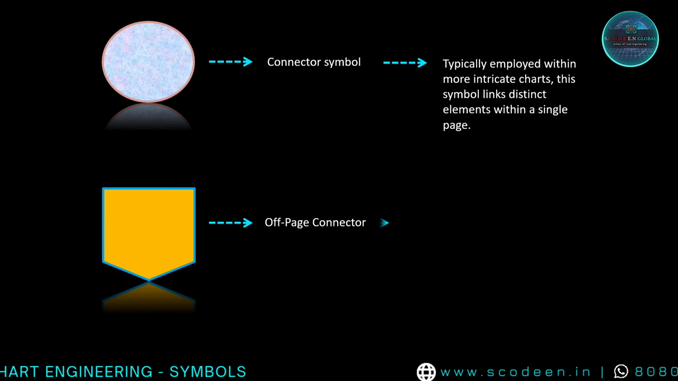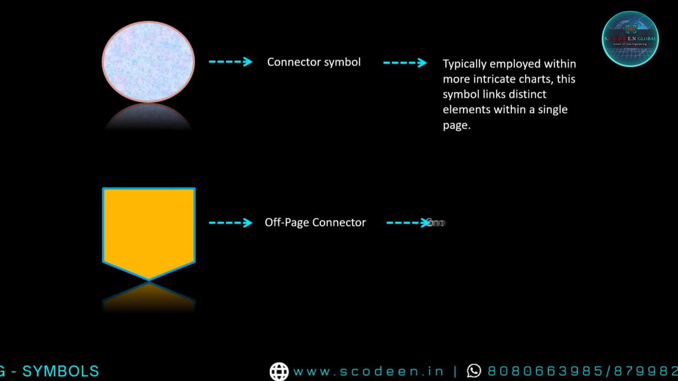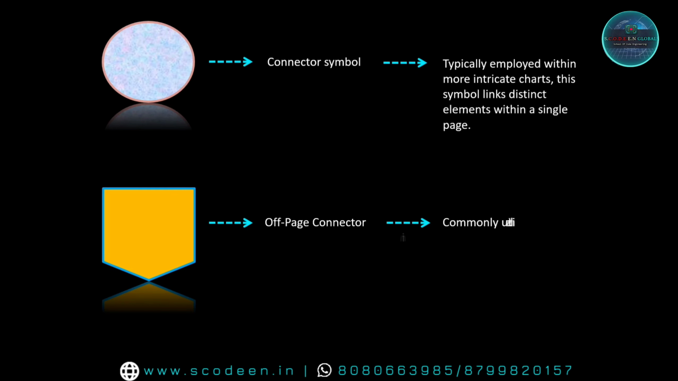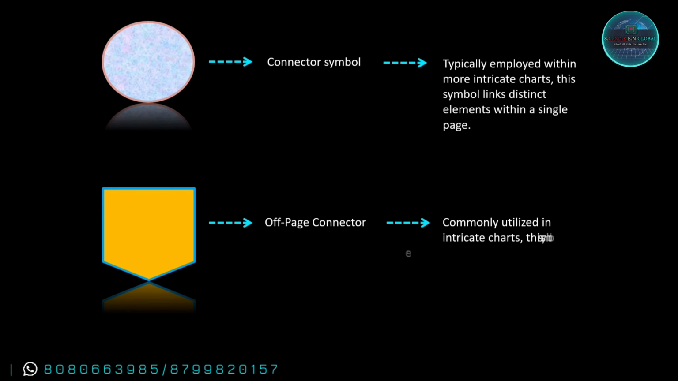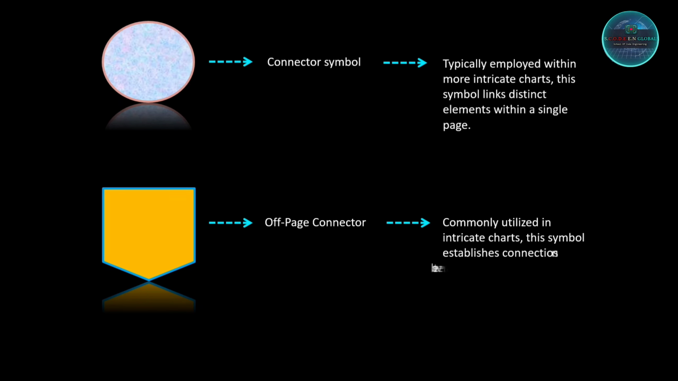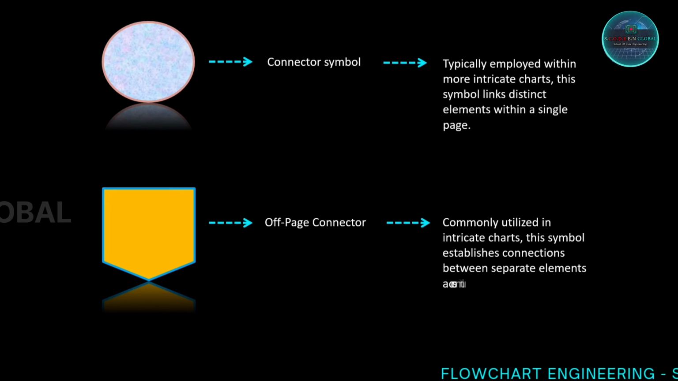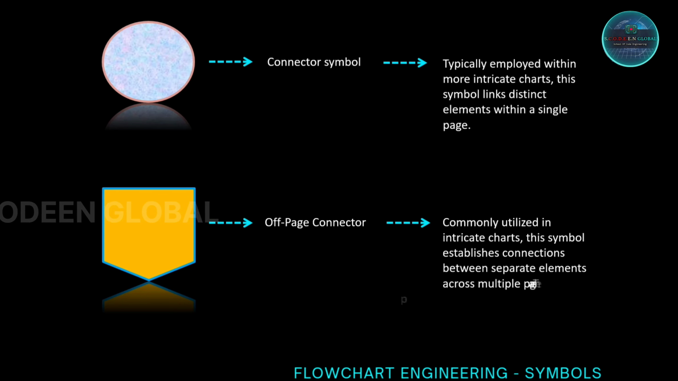This image is known as a page connector, denoted with a semi-square connecting an arrow-like shape at the bottom. This symbol is an upside down pentagon, and we can use it to connect the separate elements of multiple pages.